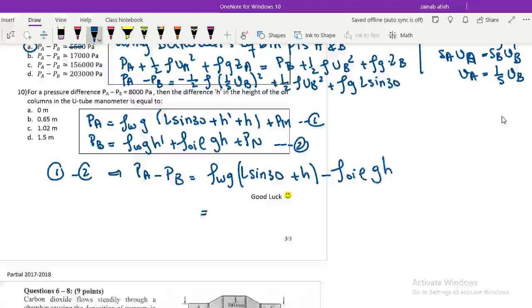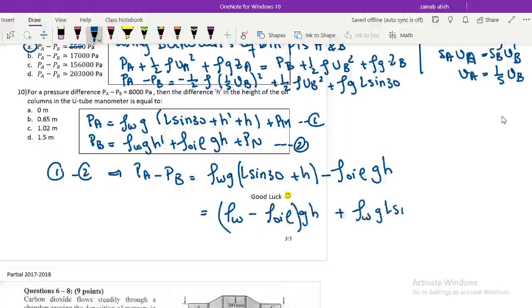I will get rho water minus rho oil, G H, plus rho water G L sin 30. You can see that when we were explaining in the lecture how to find PA minus PB, the two points were at the same horizontal level, so this term did not appear. Only the first term, which is in orange, appeared. This is the first term: the big rho minus the small rho, G H. So the second term appears because there is a difference in height between the points A and B.